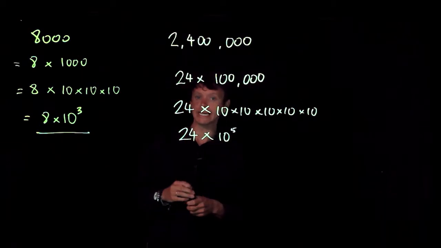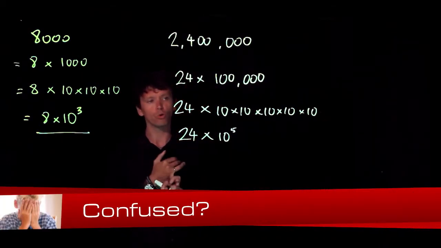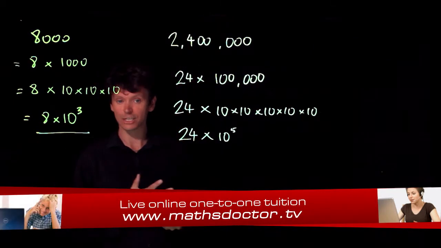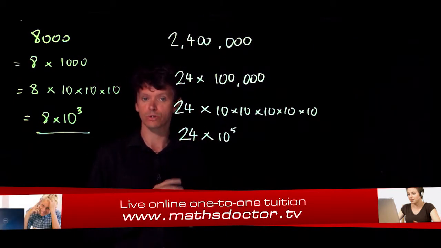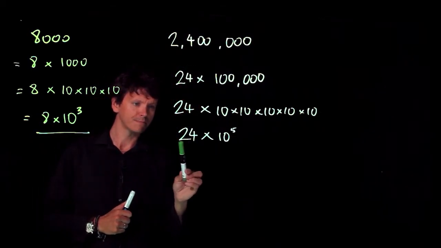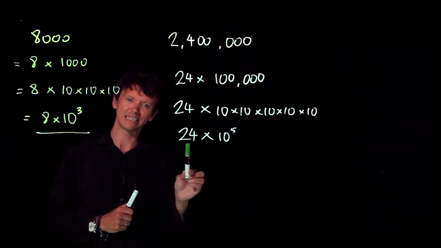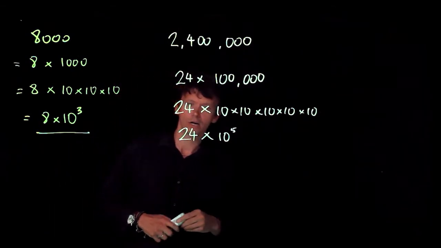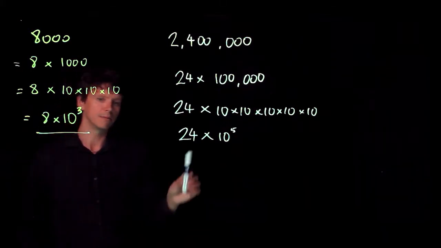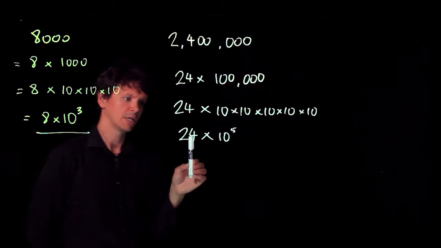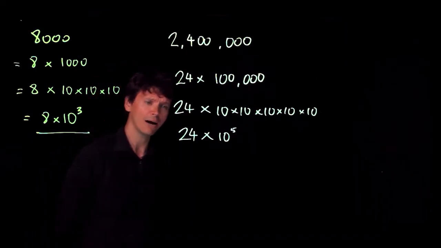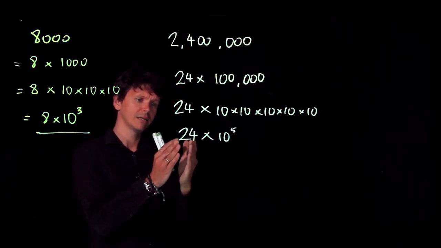Now, a decision was made that for standard form, or standard index form, or scientific notation as it's also called, this number at the start would always be less than 10. So as we've got here, 8 times by 10 to the 3, this is less than 10. But we've gone over 10 here. We've got 2 in the tens column. So how can we make this number less than 10?